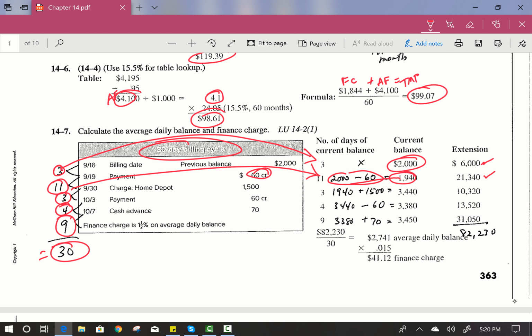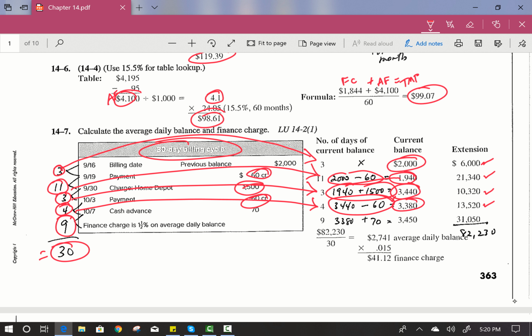Then 1,940 plus a charge at Home Depot of $1,500 gives us a current balance of $3,440, and I had that balance for 3 days, so the extension total is $10,320. Then with $3,440, I'm going to subtract $60 for a payment that I made, and I had that balance for 4 days. That'll give me an extension total of $13,520.